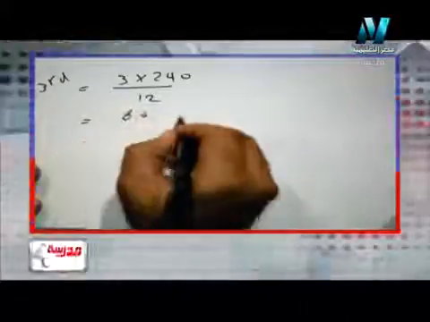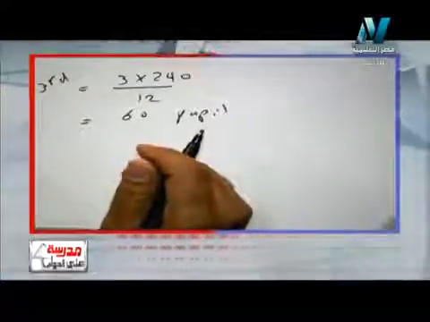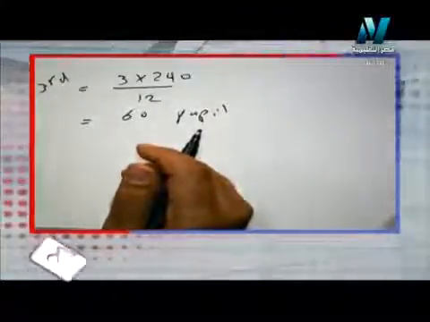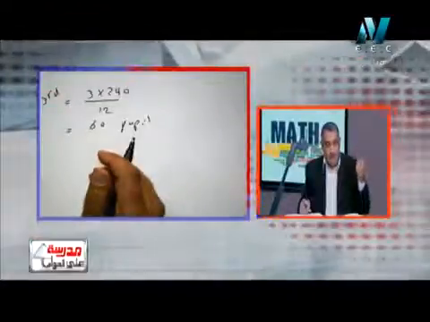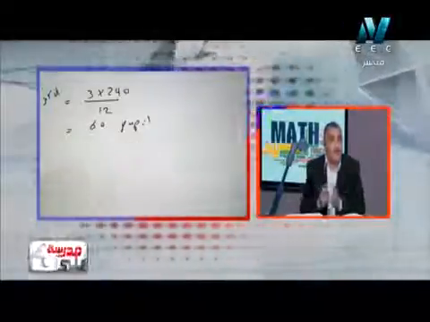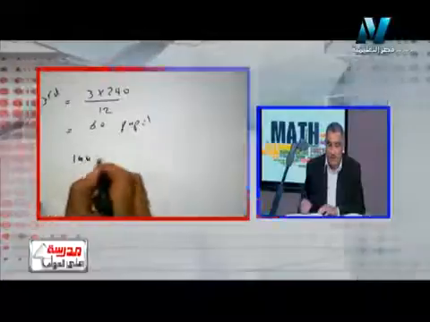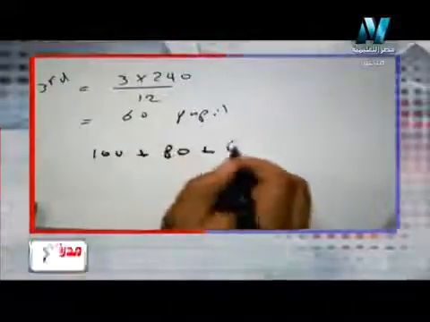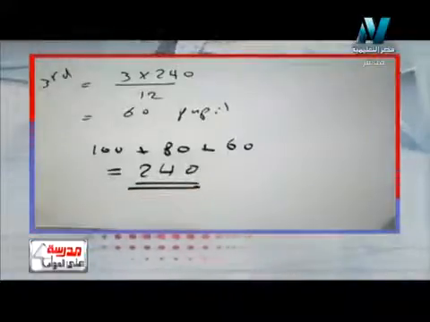That is 60. How can we be sure? As Mariam said, I have 100, then 80, then 60. If we sum them, it must come out to 240. So 100 plus 80 plus 60, the result will be what? Excellent, the same number, 240.